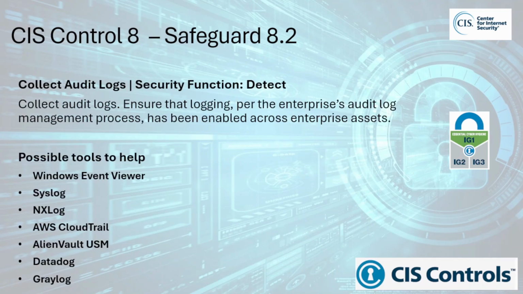Safeguard 8.2, collect audit logs, comes under the Detect Security function and is within Implementation Group 1. The safeguard requires organizations to enable and actively collect audit logs from systems, applications, and network devices. These logs should capture security-relevant events such as login attempts, account changes, file access, and administrative actions. Why is this safeguard important?